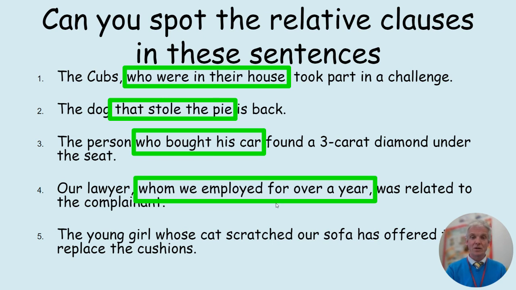There's your relative clause. And the last one, the young girl whose cat scratched our sofa has offered to replace the cushions. Now, what would make sense on its own? The young girl has offered to replace the cushions. Yes, that would make sense on its own. So the relative clause starts with the relative pronoun whose: whose cat scratched our sofa. As easy as that.